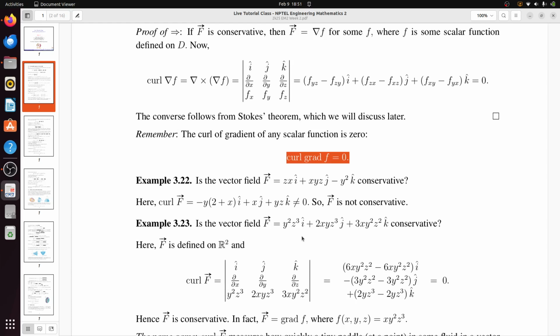You have your vector field F = y²z³ i + 2xyz³ j + 3xy²z² k. Now you need to show that this vector field F is defined on R³, and whether it is or is not conservative. So you have curl F, with i, j, k, del/del x, del/del y and del/del z. Now what you need to do is just determine the curl.